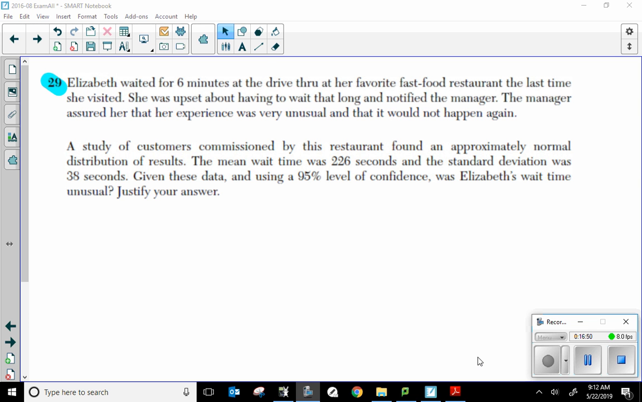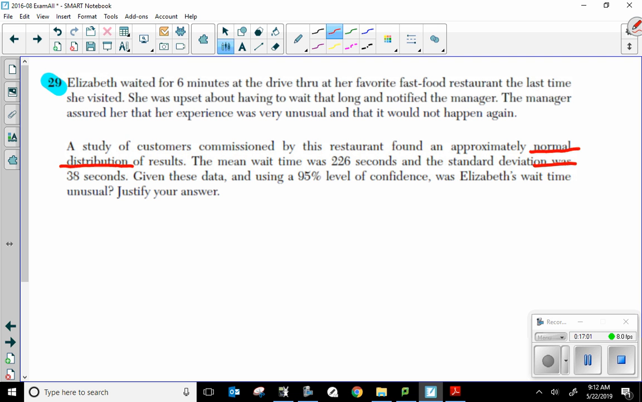All right? So the second paragraph goes on and says, a study of customers commissioned by this restaurant found an approximately normal distribution of results. I love seeing those words. Normal distribution. So I know when it says normal distribution, standard bell curve, all my rules apply with standard deviation and whatnot.